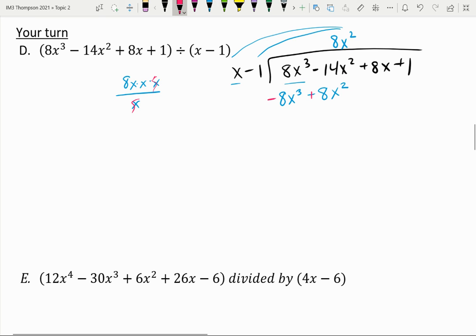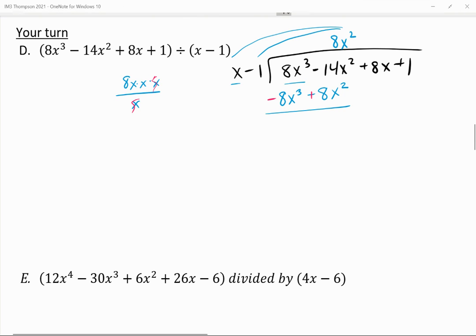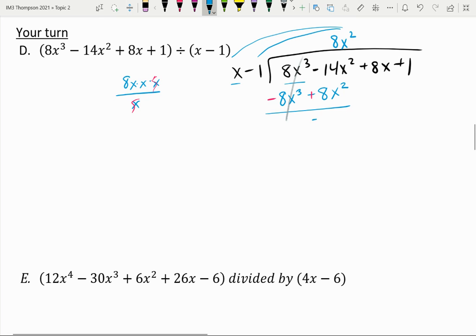I change the signs and add down. 8x cubed minus 8x cubed cancels. And I have negative 14x squared plus 8x squared gives me a minus 6x squared. Bring down the next term. If this video is too fast, feel free to slow it down or pause and then restart. Then I start the process over.